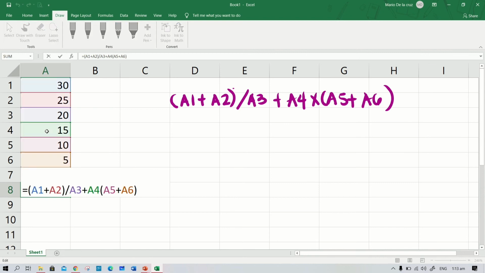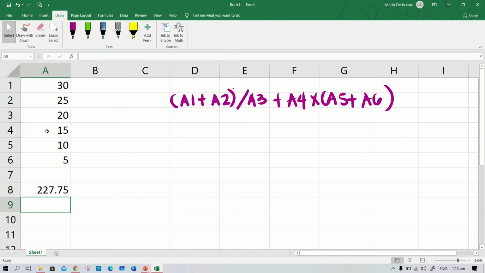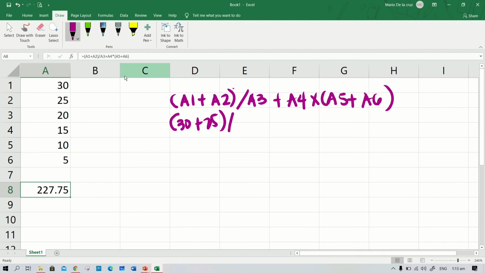So let's try to figure out ano yung error natin. Ayun. So this must be multiplication. Para makuha natin yung sagot na 227.75. So paano na rin gagawin yon? If we're going to compute it manually, so una is i-input natin yung mga given data. So yung A1 daw ay 30 plus 25 all over A3 is 20, then plus 15 multiply to 10 plus 5, sorry.